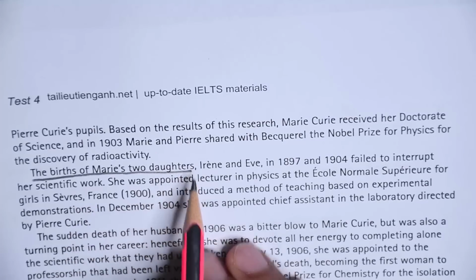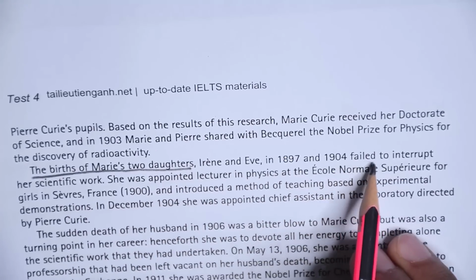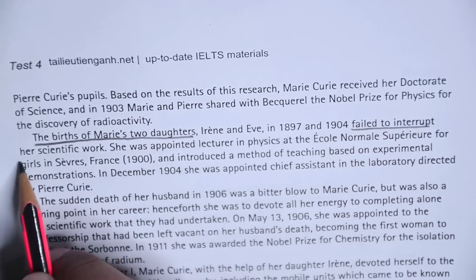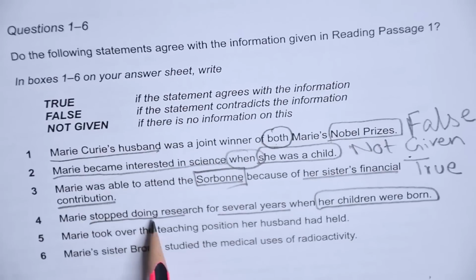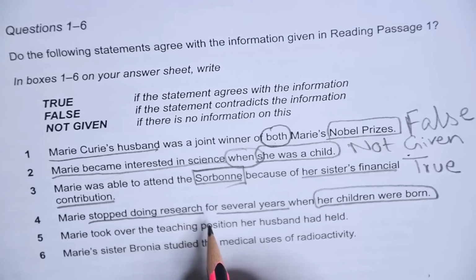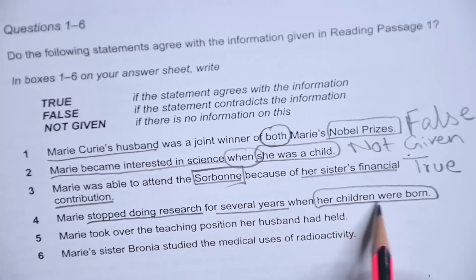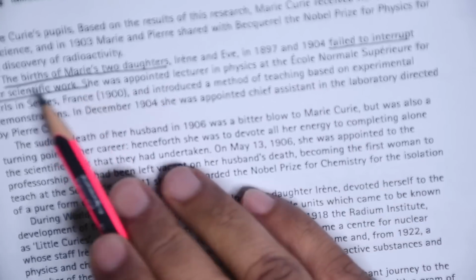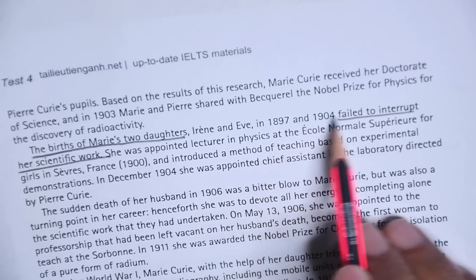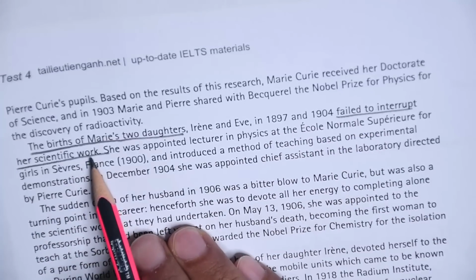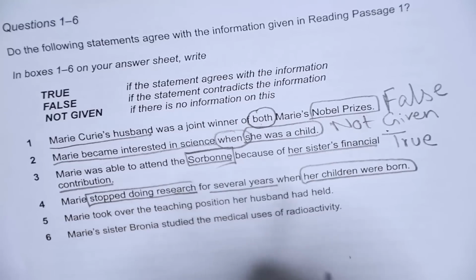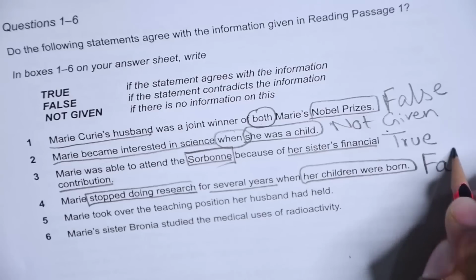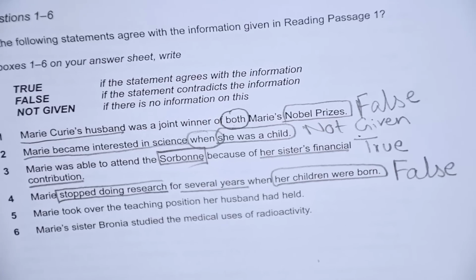The births of Mary's two daughters, Irene and Eve, in 1897 and 1904, failed to interrupt what? Her scientific work. Wow. Failed to interrupt her scientific work, and the question says Mary stopped doing research? Not at all. The birth of her daughters failed to interrupt. So actually this is false. They say stop doing research, she did not. Over there they say failed to interrupt. So question number 4, the answer is false. Great going, huh? Let's go on.